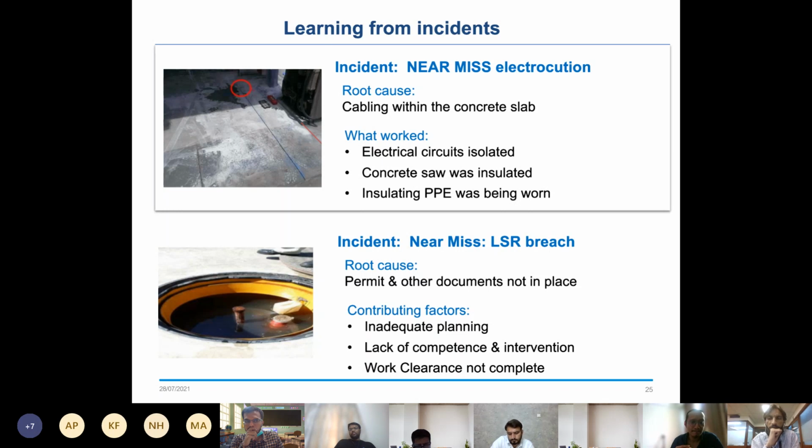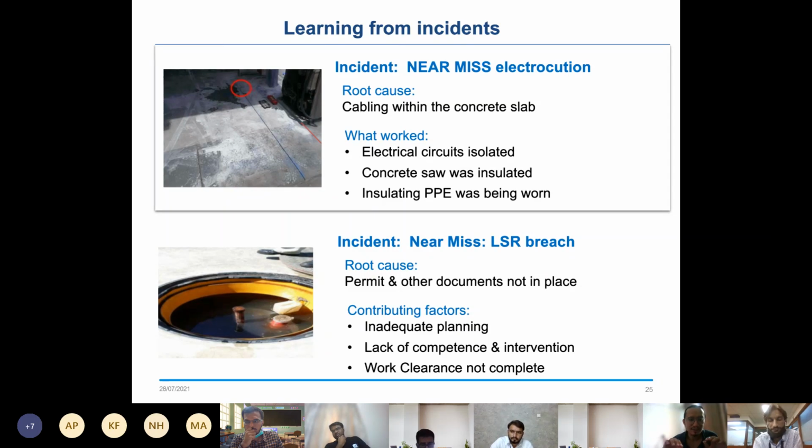So any job without WCF can be reported as an LSR breach? Sorry, come again? Without WCF. Basically, WCF does not fall under the life saving rule, because the life saving rule talks about the permit issuance. Permit, yes, exactly. It only focuses on the permit document.